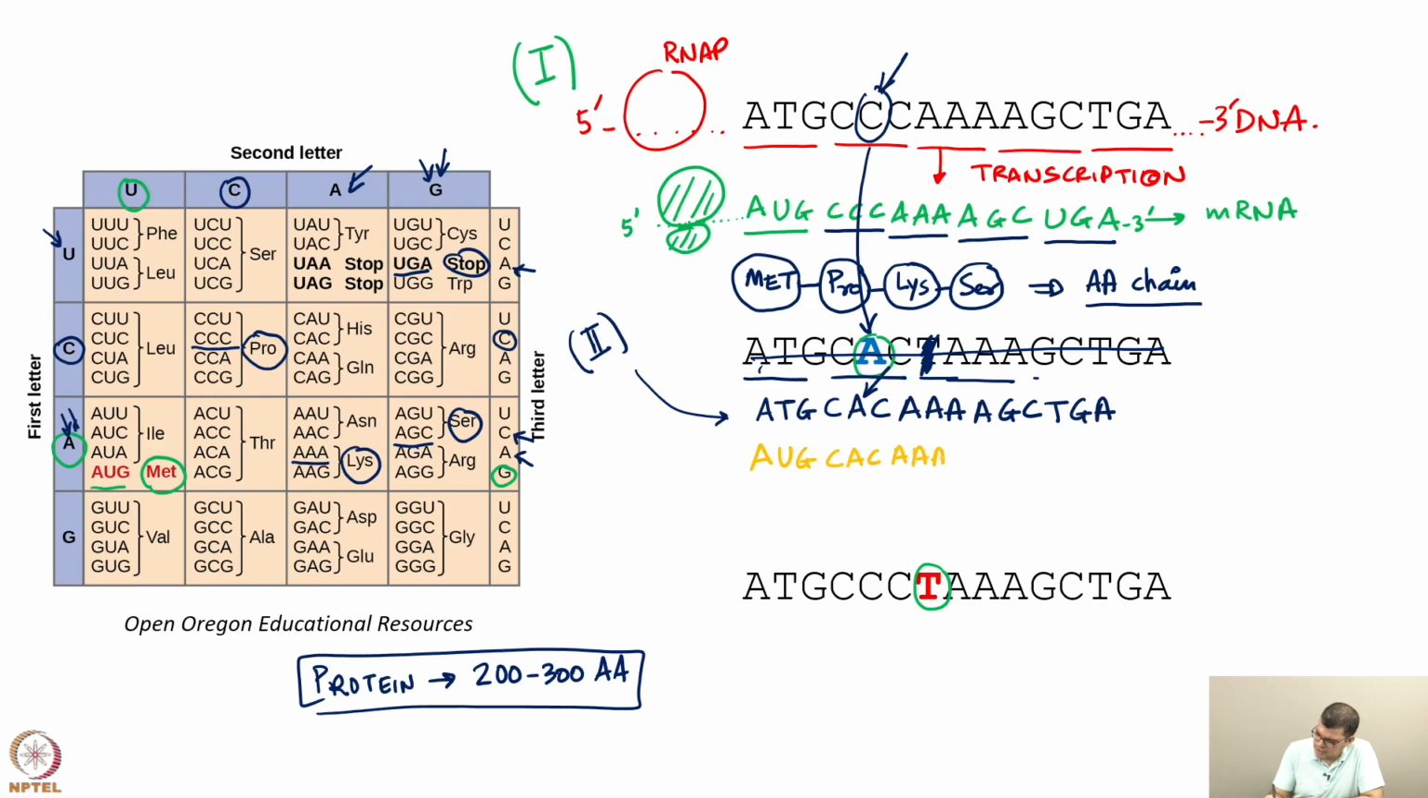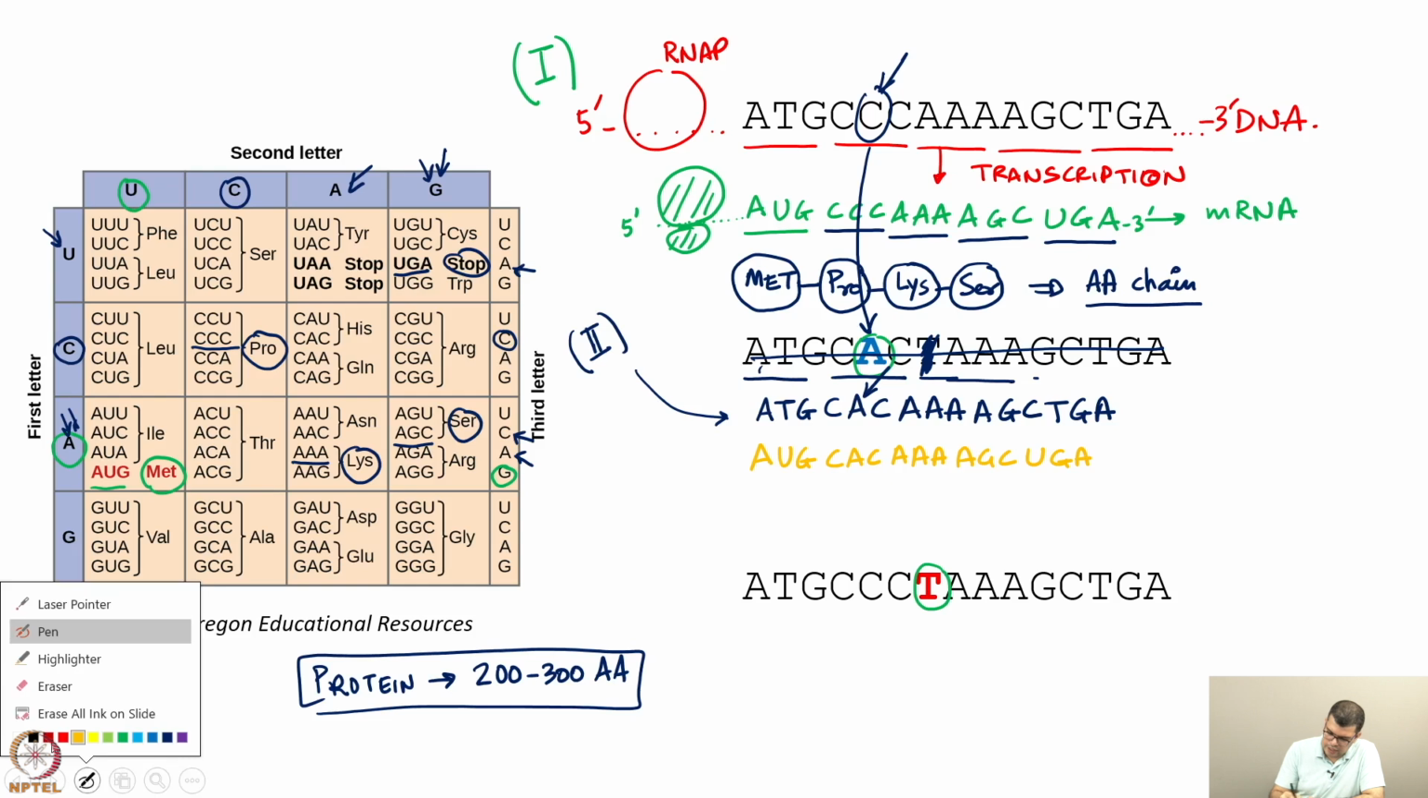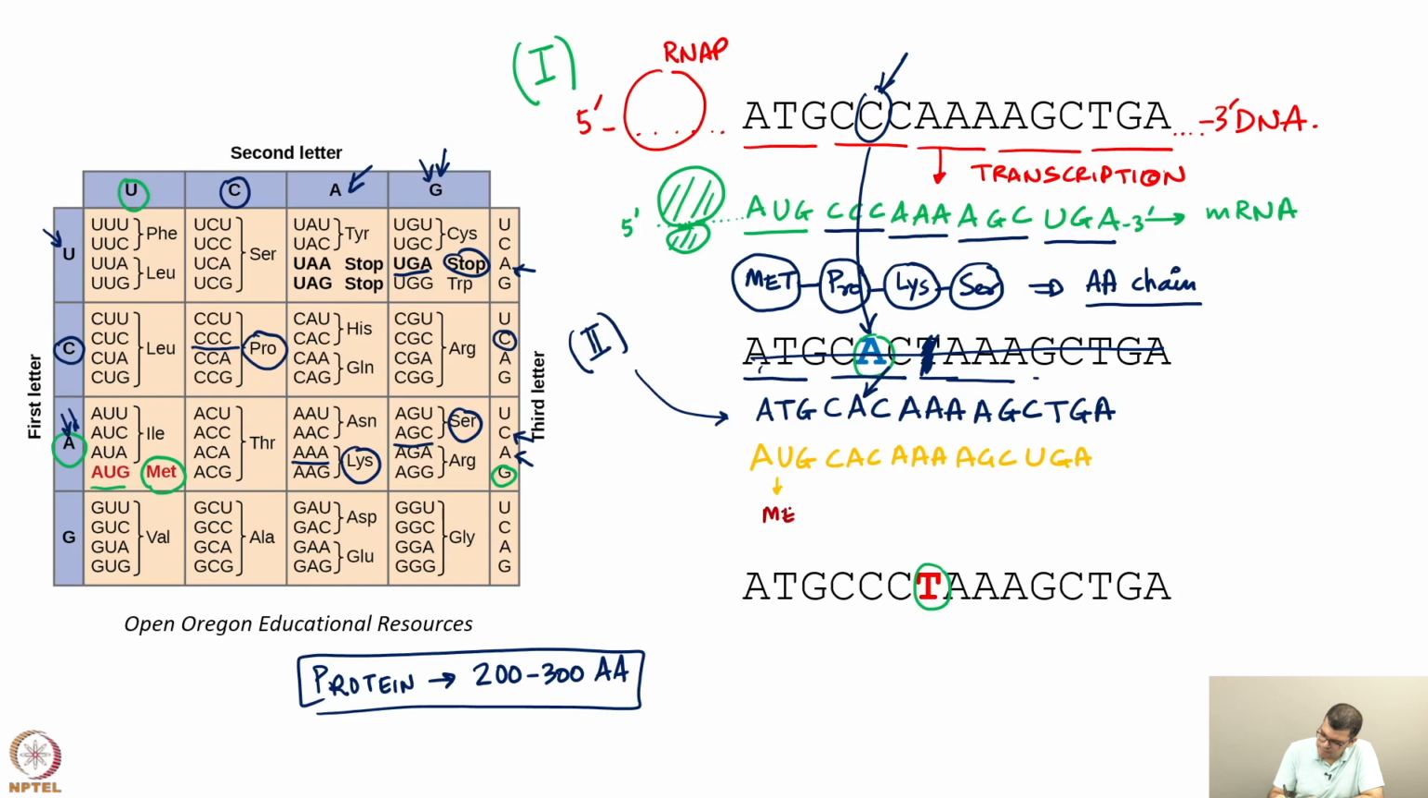This sequence is essentially the same except for the fact that T changes to U, and we get this as the mRNA sequence. Now when translation begins, we have already seen that AUG corresponds to methionine, AAA corresponds to lysine, AGC corresponds to serine. So, all of that remains the same.